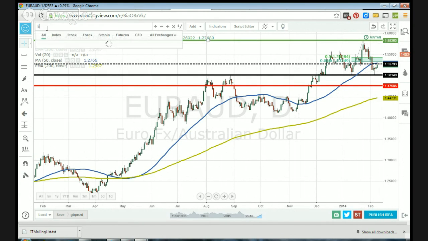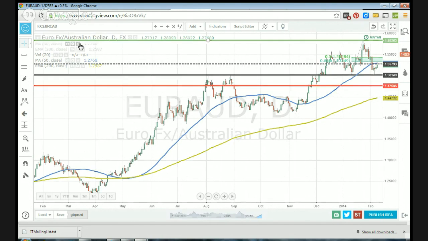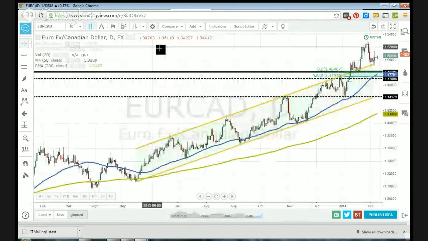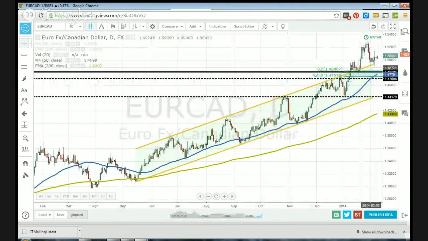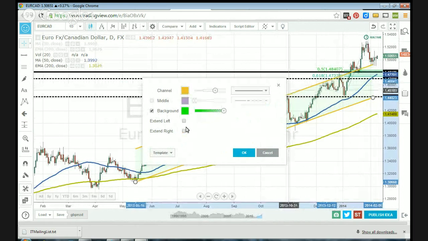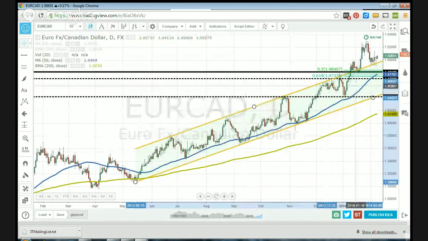Let's see, Euro Canada. Okay, we mentioned this before. I'm going to extend this. Extend right. There we go. It really looks like we broke out of this price channel, and now the market is respecting the former high of the price channel as support. Broke out, now we're testing it, and now that would suggest that we're headed higher.